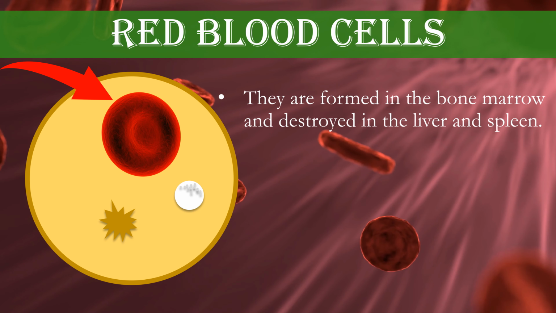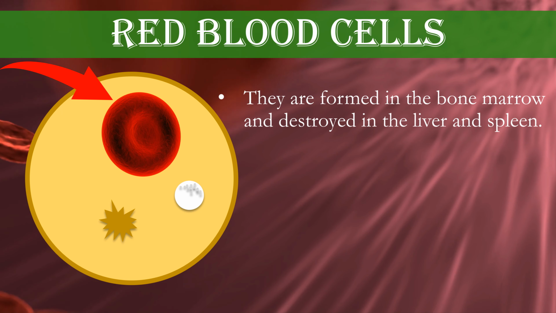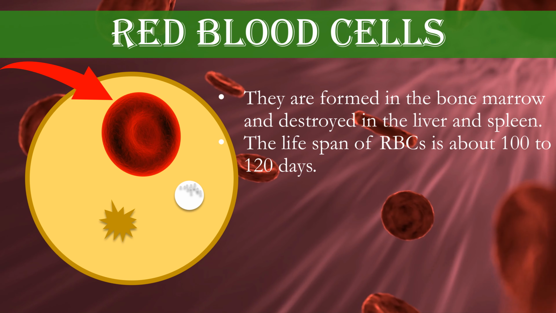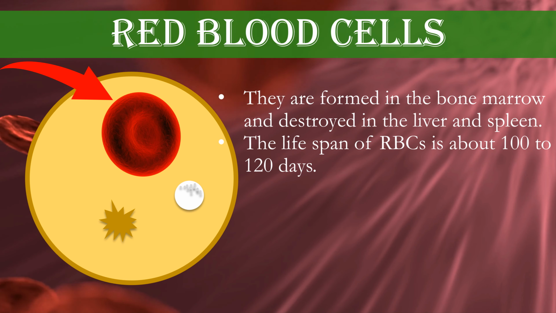They are formed in the bone marrow and destroyed in the liver and spleen. The lifespan of RBCs is about 100 to 120 days. They have no nucleus and contain a pigment called hemoglobin, which is made of iron. When the number of RBCs decreases, it leads to a disease called anemia.